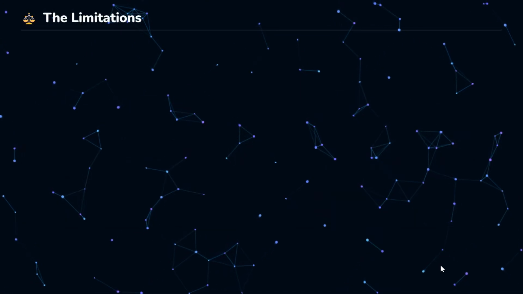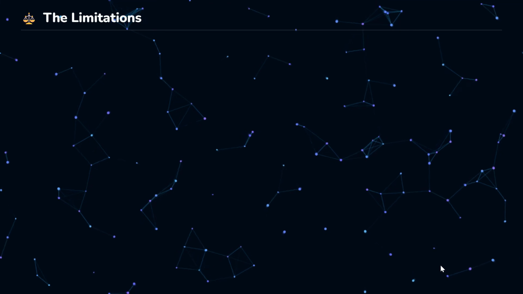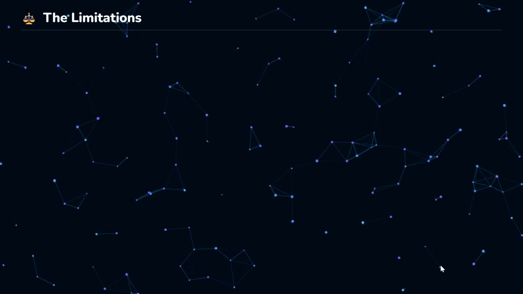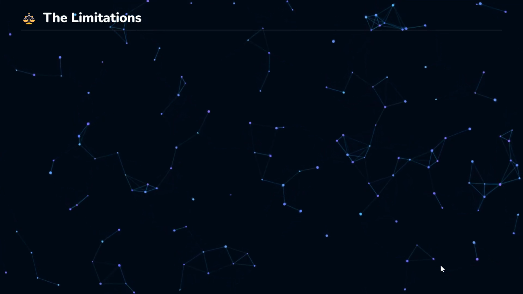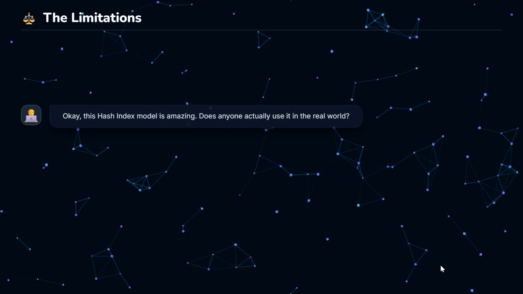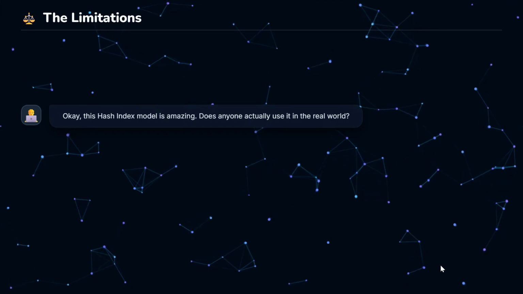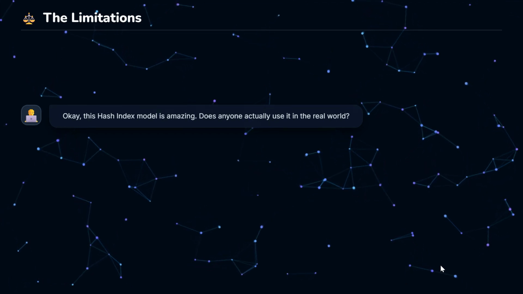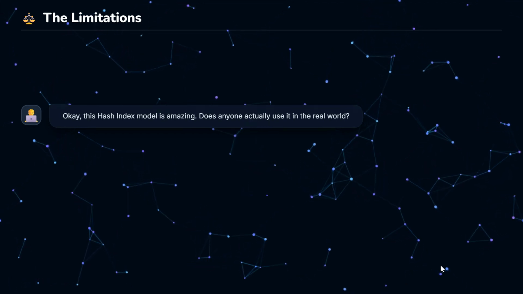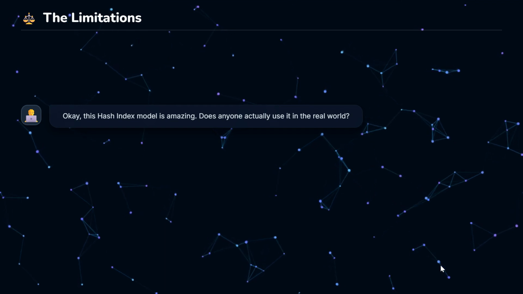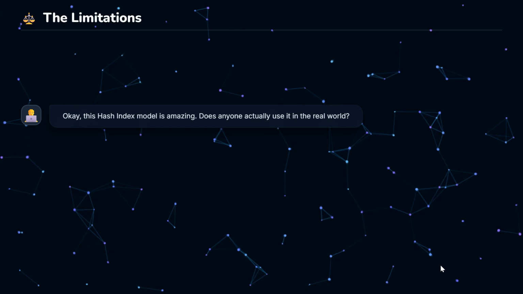So, the hash index model is incredible. But does anyone actually use it? The answer is absolutely yes. This exact architecture is the default storage engine for a popular distributed database called Riak. The engine is called Bitcask.